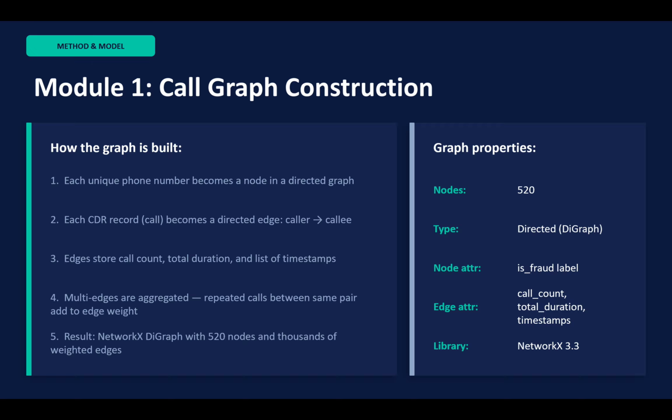I think our final result was about 520 nodes and 42,410 edges. I don't think it's mentioned here, but it's a pretty dense graph for 520 people, which honestly makes sense when you have fraud nodes calling 100 different people each.